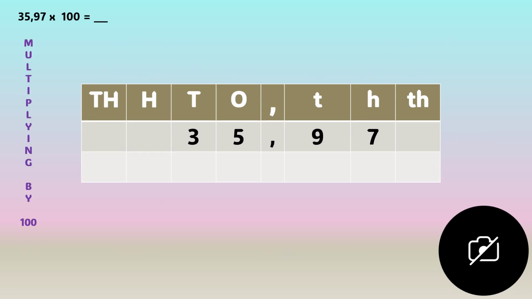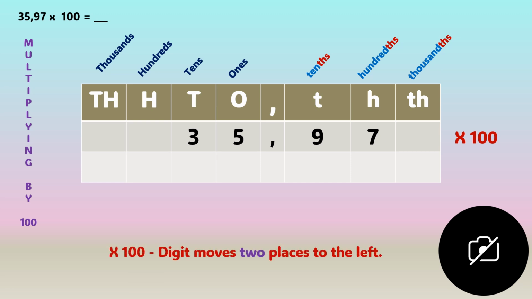We're going to do 35,97 times 100. I'm going to put in our place values to just remind you of the position of each number and how to spell them, because it's very important that you spell it correctly. Now we're going to multiply by 100. Our rule, please learn it. Multiplying by 100, the digit moves 2 places to the left.